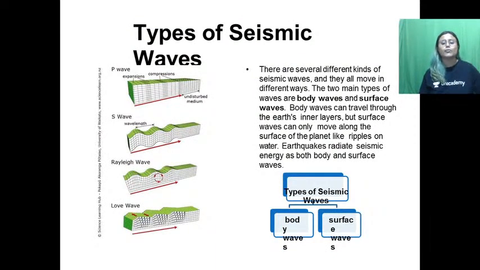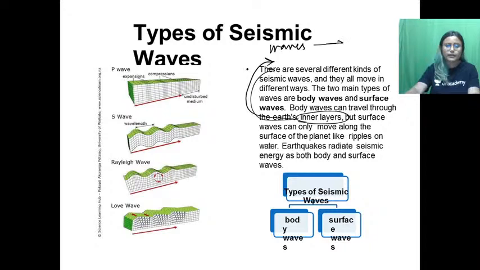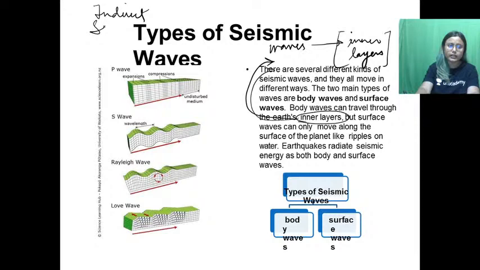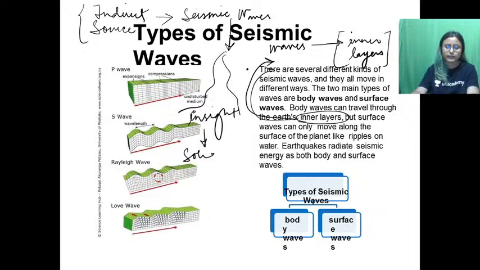As I just said, body waves travel through the inner layers of the earth. Now why is it so significant that waves are traveling through the inner layers of the earth? Because no man has ever been to the inner part of the earth. So this is an indirect source for us. Remember, we studied in this chapter the indirect sources to learn about the interior of the earth, and seismic waves are one of them, because we ourselves cannot enter the interior of the earth. So we use seismic waves; they travel inside the earth and give us an insight into what actually lies inside the earth. Is it solid or is it liquid?